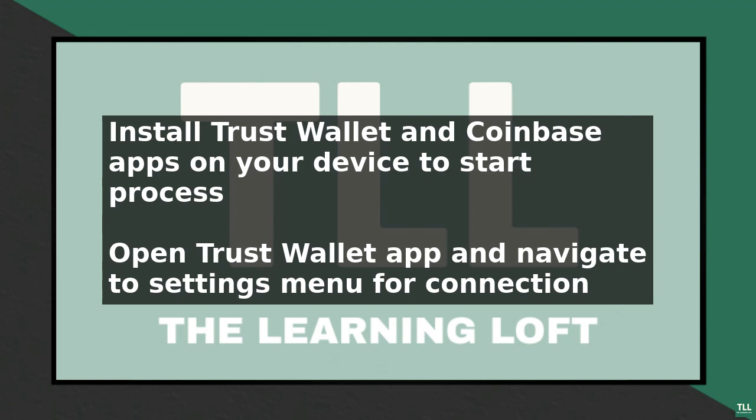First, open the Trust Wallet app and navigate to the Settings menu, usually represented by a gear icon or 3 horizontal lines. From the Settings menu, select the option to connect to a wallet or exchange. Then choose Coinbase as the desired exchange.